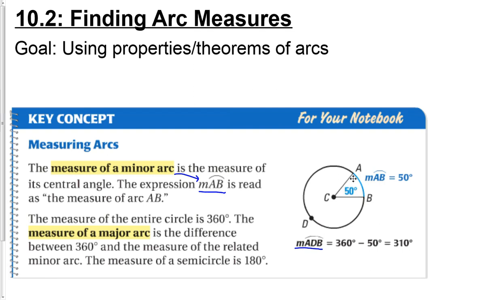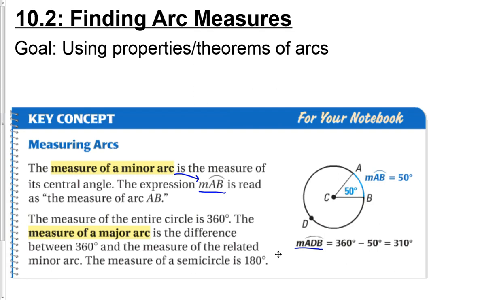So ADB tells you we're going A to B. We have to go through point D on the way. So that means this value, and to solve, if we knew AB is 50, we could do 360, the whole circle, minus 50 is 310, which gives us that kind of Pac-Man looking shape.